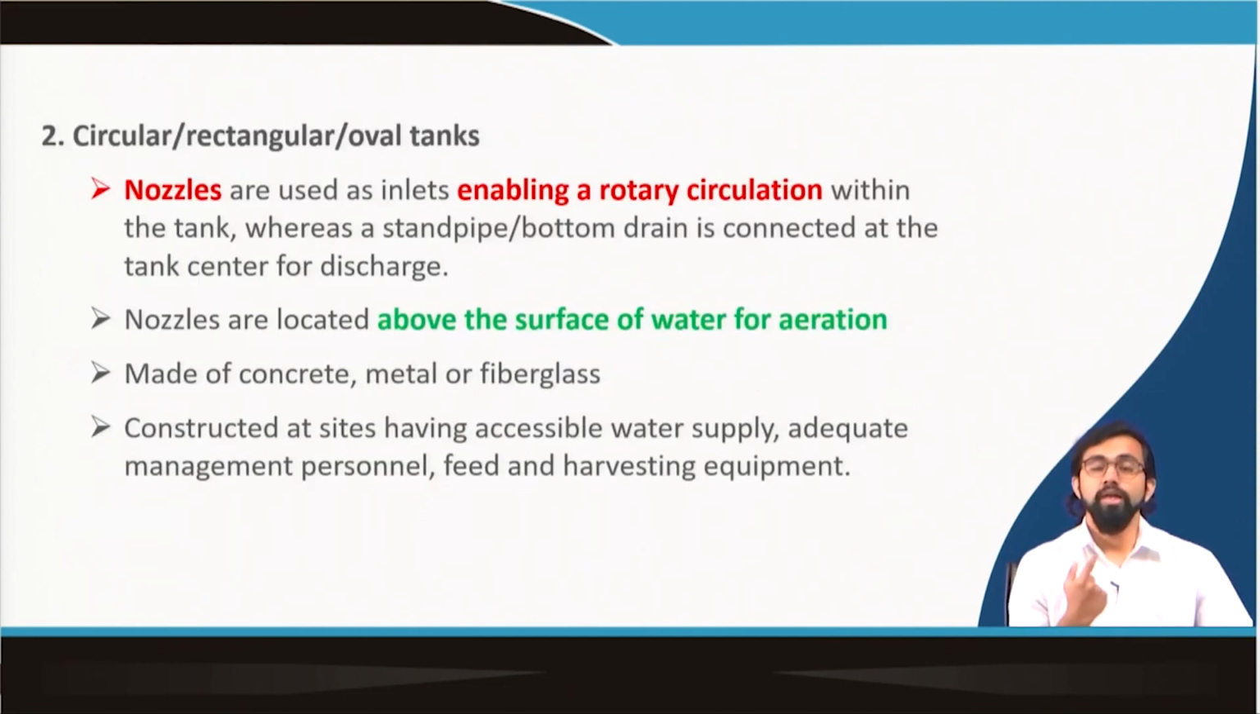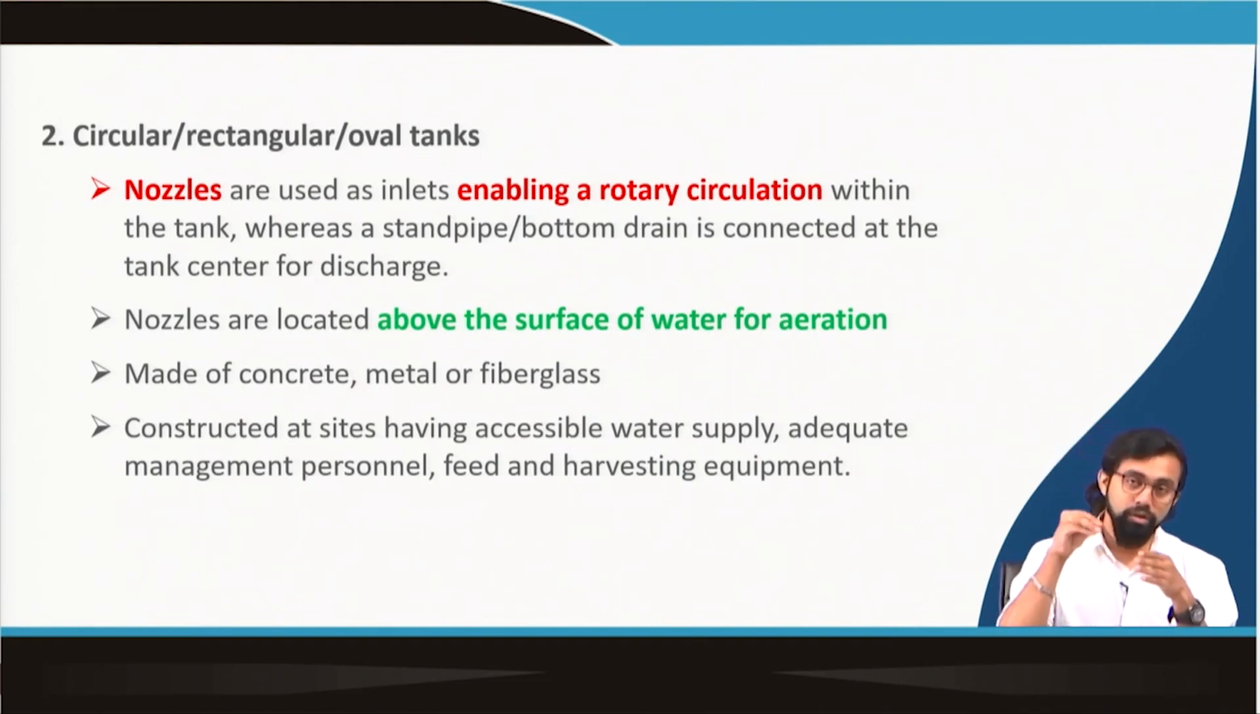Second is the circular, rectangular, or oval tank. The nozzles are used as inlets enabling rotary circulation. The nozzles are not only providing the water, they provide it in jet motion. So what will happen? It makes the initial flow within the tanks, whereas the standpipe and the bottom drain are connected at the tank center for discharge. So in general, in circular, rectangular, oval tanks, what will happen?